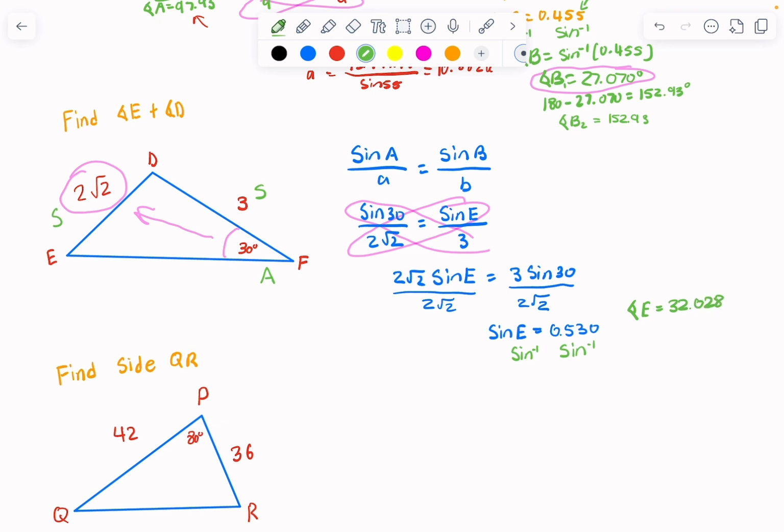And now it's easy to find angle D because it's just 180 subtracted by the given angle, 30, and the angle you just found, 32.028. You plug that into the calculator if you want, which is 117.972. So that's your angle D.